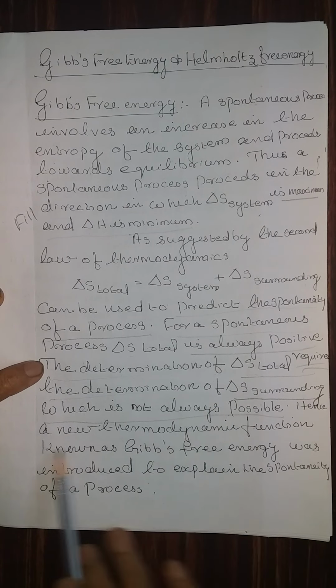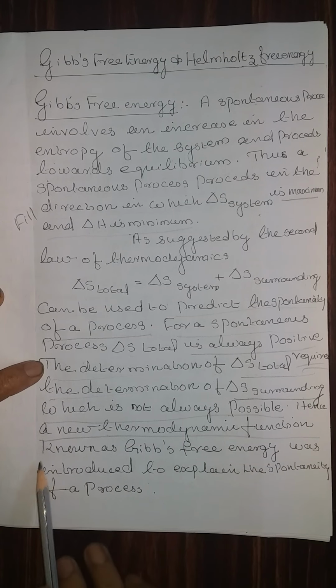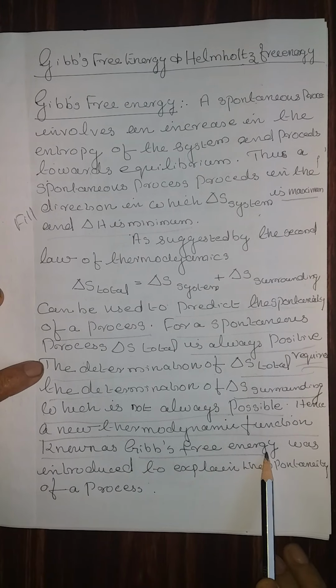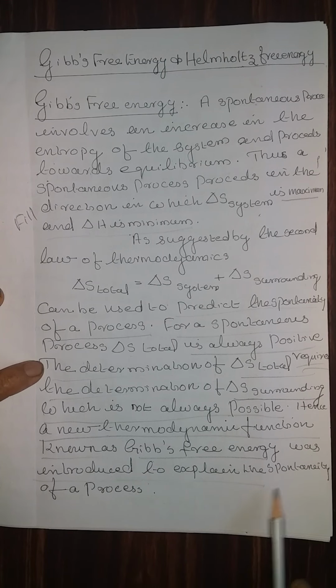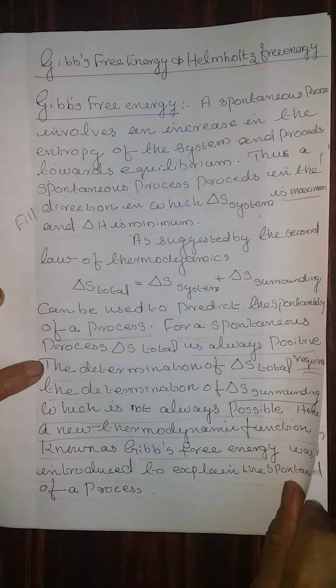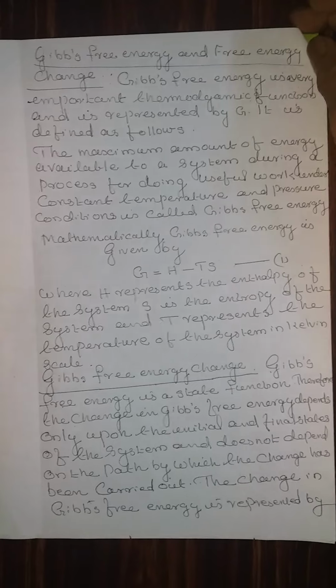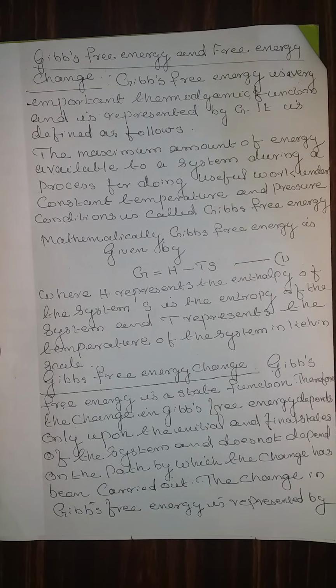not possible. Hence, a new thermodynamic function known as Gibbs free energy is introduced to explain the spontaneity of the process, in order to solve the problem of determining the delta S of the surrounding, which is very difficult to determine.